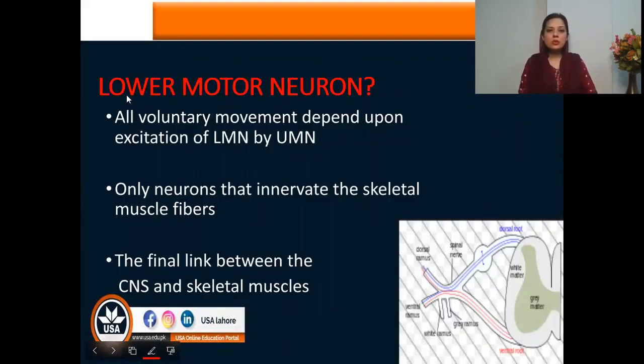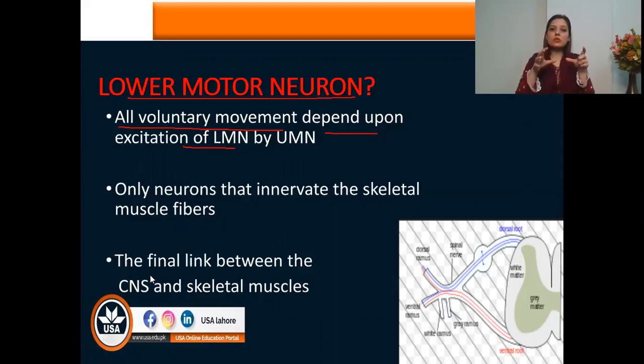Moving towards the lower motor neurons, what are they? What do you know by the word lower motor neurons? All voluntary movements depend upon the excitation of the upper motor neurons and lower motor neurons by upper motor neurons. They are the only neurons that innervate the skeletal muscle fibers. Basically, lower motor neurons are the final link between the CNS and the skeletal muscles.